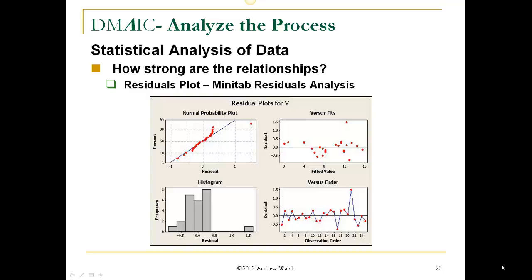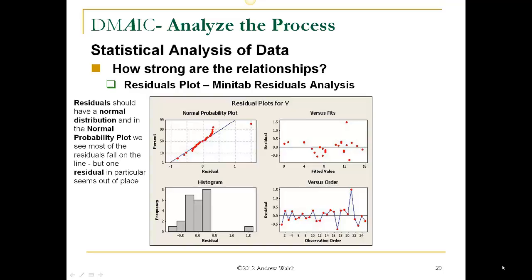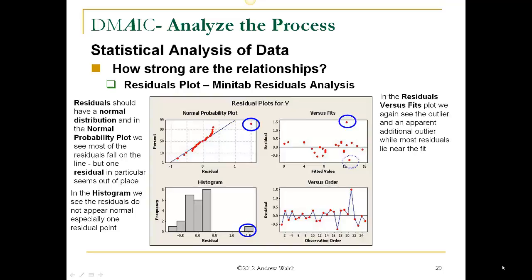Here's a Minitab residual analysis. When you do the regression analysis, you can ask for these plots to be plotted for you. Now the residuals should have a normal distribution. In the normal probability plot, we see most of the residuals fall on the line, but one residual in particular seems out of place. In the histogram, we see the residuals do not appear normal, especially not one special residual point. In the residuals versus fits plot, we again see the outlier and an apparent additional outlier, while most residuals lie near the fit.